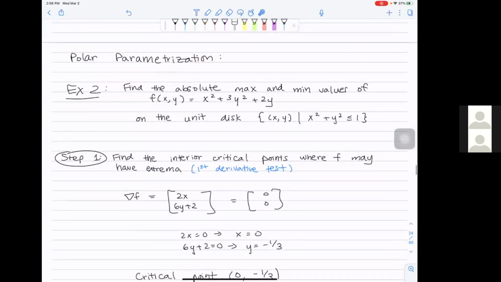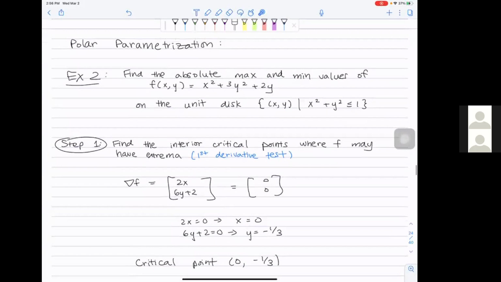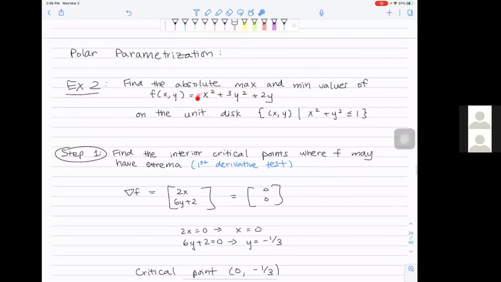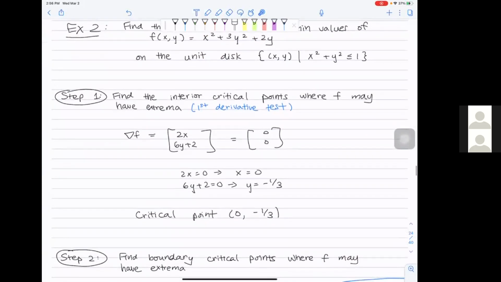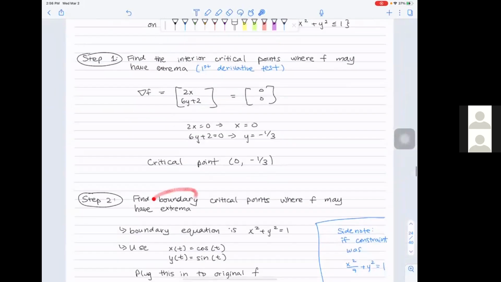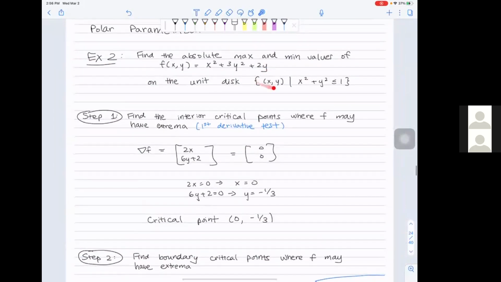Find the absolute max and min values of this function on the unit disk. I won't do this whole thing out, but I'll show you how to parameterize it. First step, we find the interior critical points, that's fine. Boundary points, if we wanted to parameterize our equation: x squared plus y squared is less than or equal to 1.